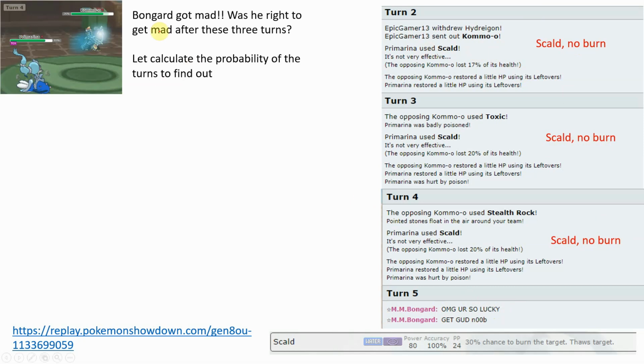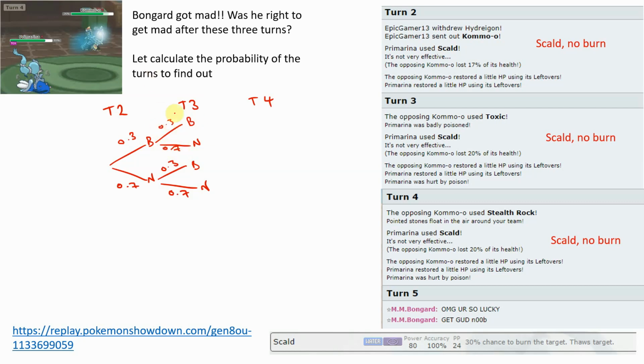Well, Bongard got angry. Let's calculate if I was justified to get this angry. What was the probability of this sequence of events happening? Well, we can have turn 2, turn 3, and turn 4, and we're going to have burn and not burn, burn and not burn, burn and not burn. We're not going to draw this final one on, we're going to think about what we actually need to draw. So, for burning is 0.3, for not burning is 0.7.